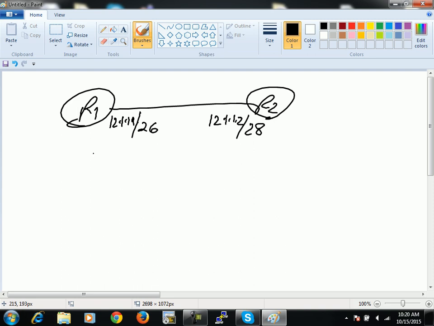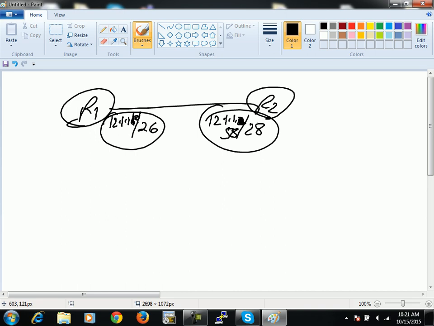So this time you can see 12.1.1.2 belongs to this subnet, and 12.1.1.1 also belongs to this subnet. So it is not mandatory. I can take another example here. Like I could take 12.1.1.60 at the end of R1, and then at the end of R2 I could configure .58 on /28 itself. And this time you can see that network IDs are not the same, but still they can communicate with each other and still they can form neighborship.